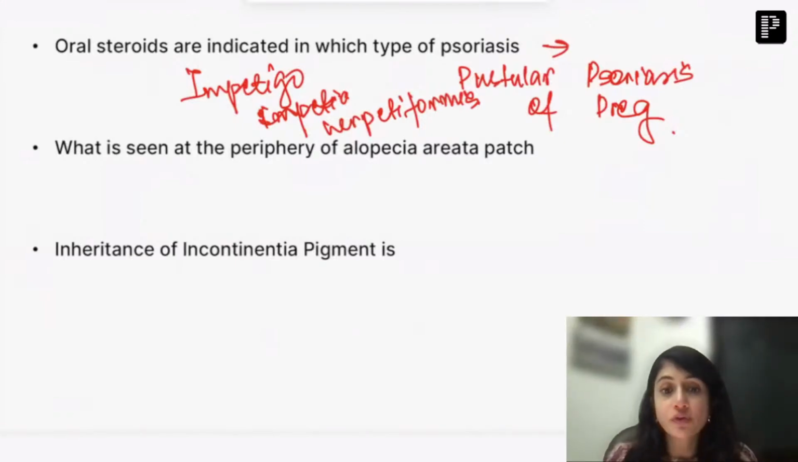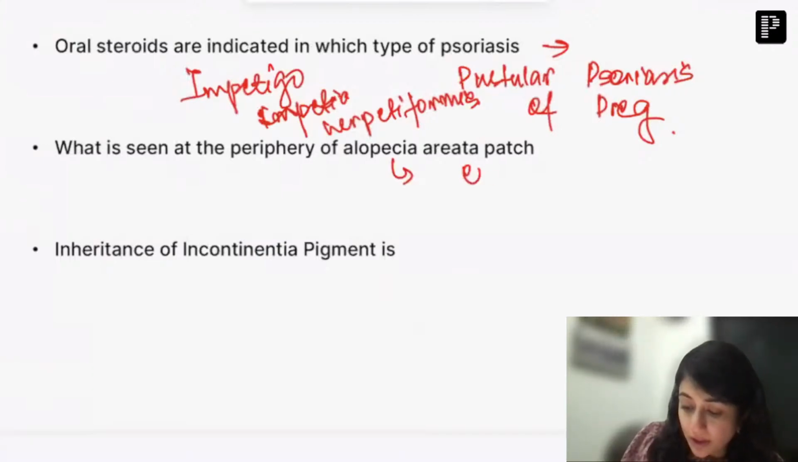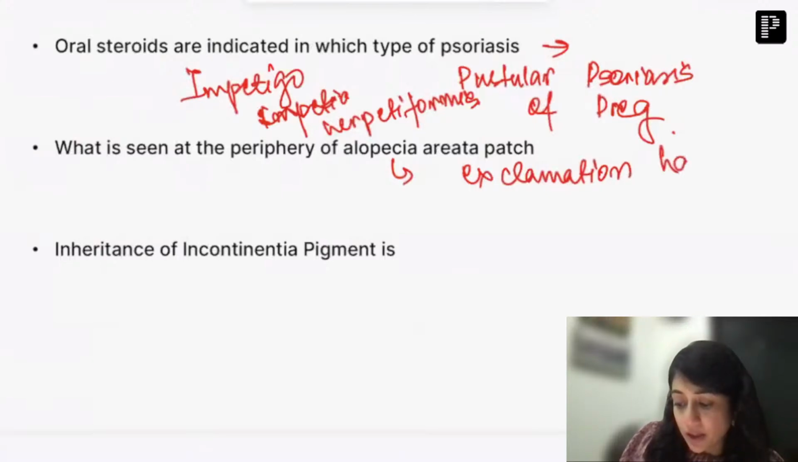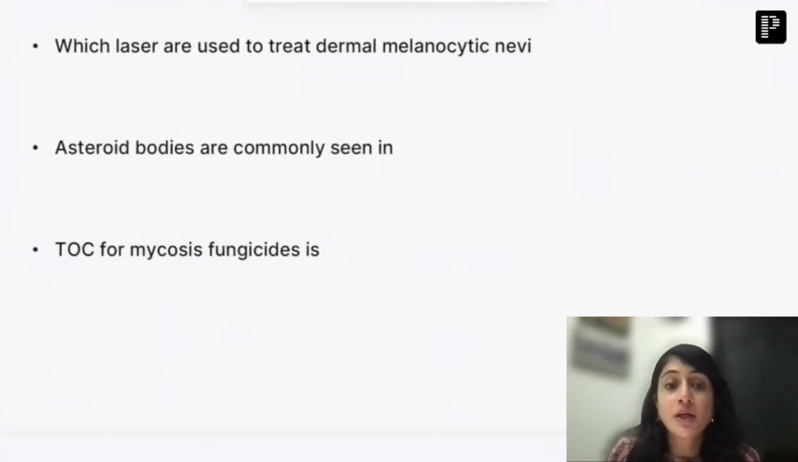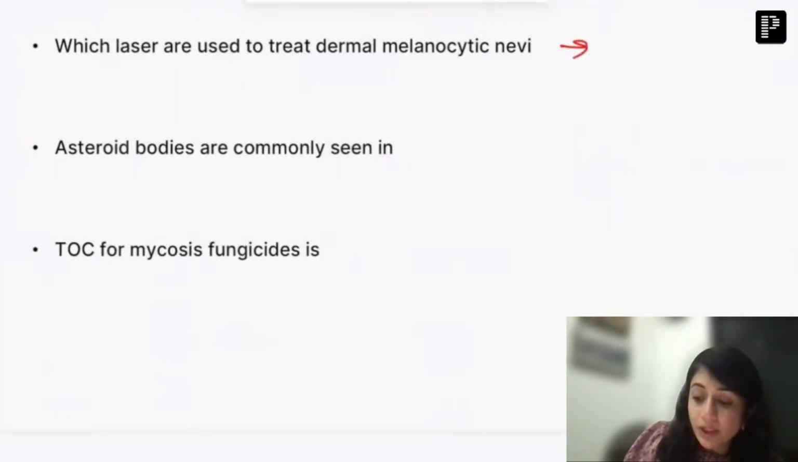An inheritance of incontinentia pigmenti is. Yes, exclamation mark here. Quite easy. Inheritance of incontinentia pigmenti. It is X-linked dominant. X-linked dominant disorders are rare, and incontinentia pigmenti is X-linked dominant. Which laser do you use to treat dermal melanocytic nevi? These are pigment lasers. Specifically, you use alexandrite, ruby, or Nd:YAG laser.